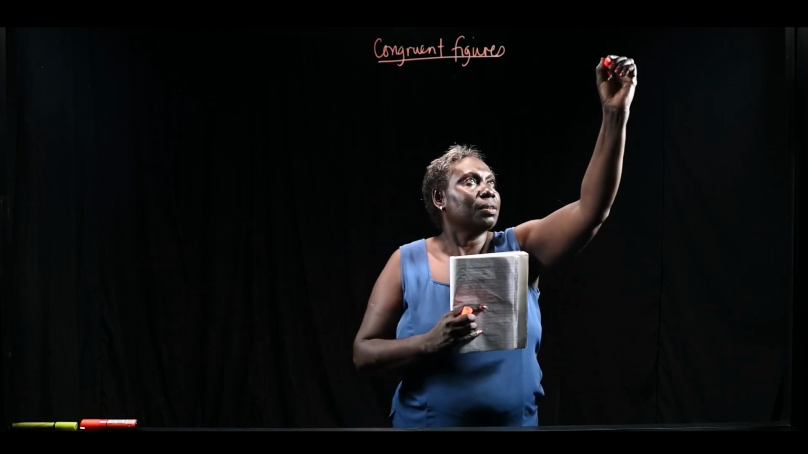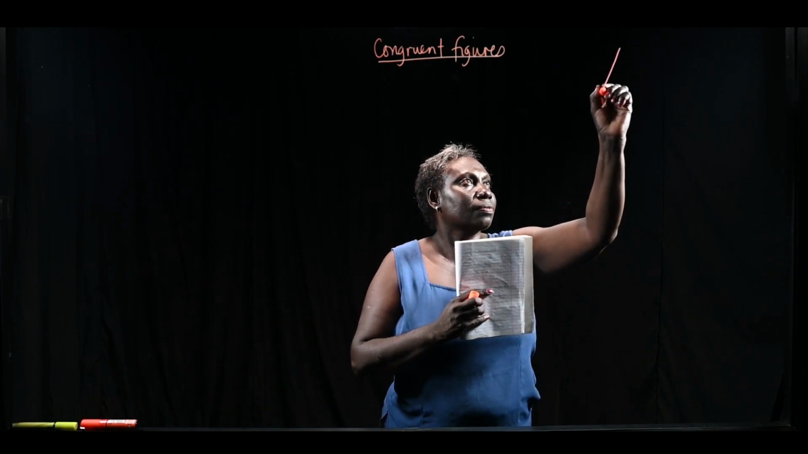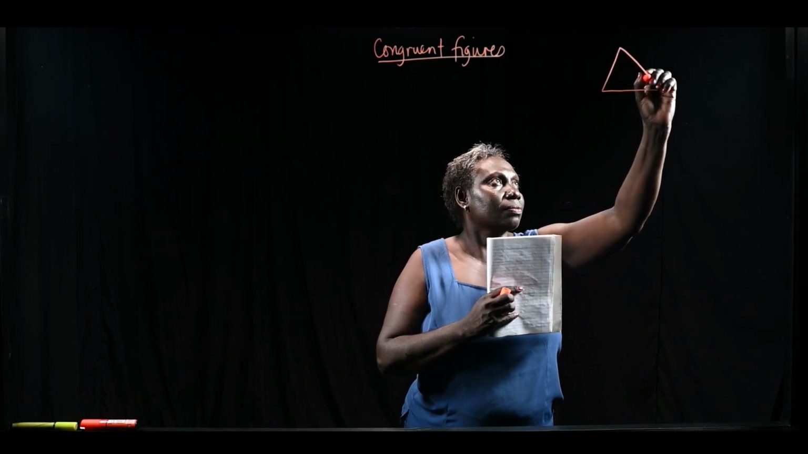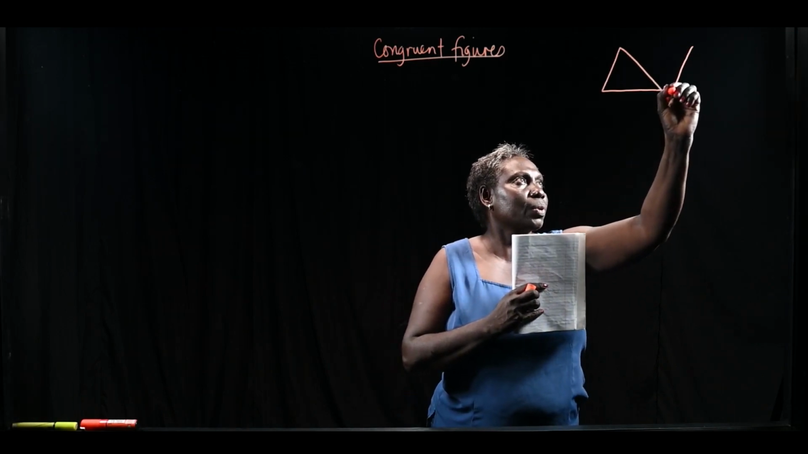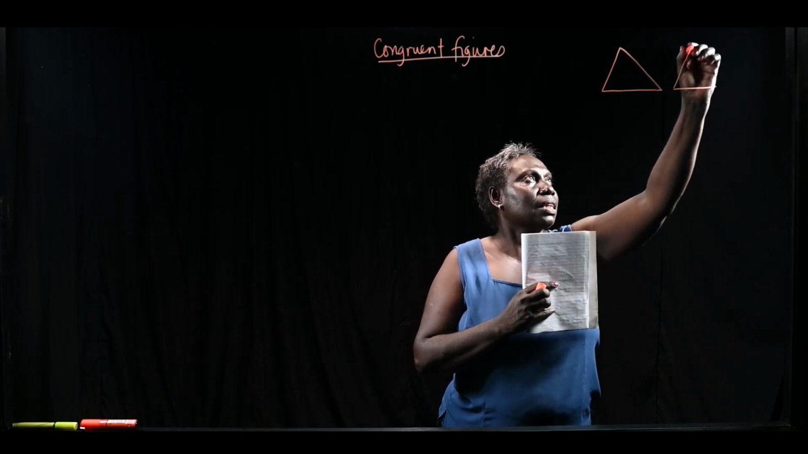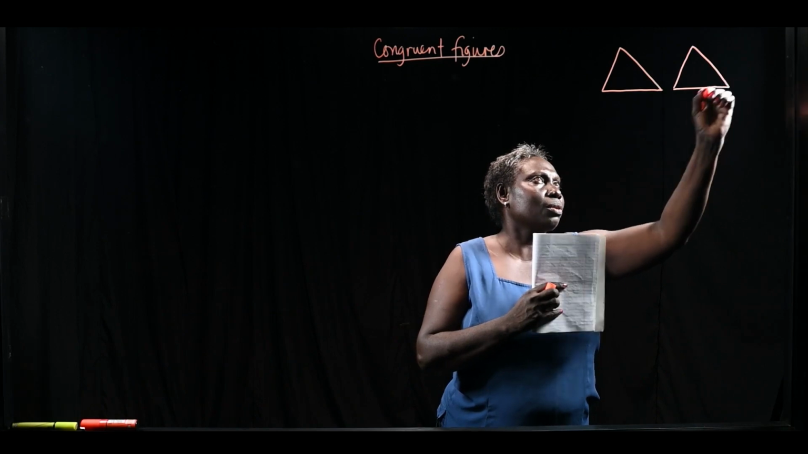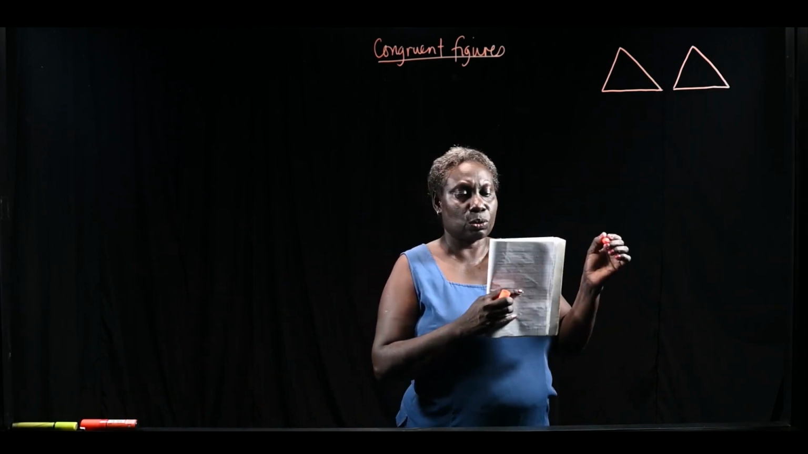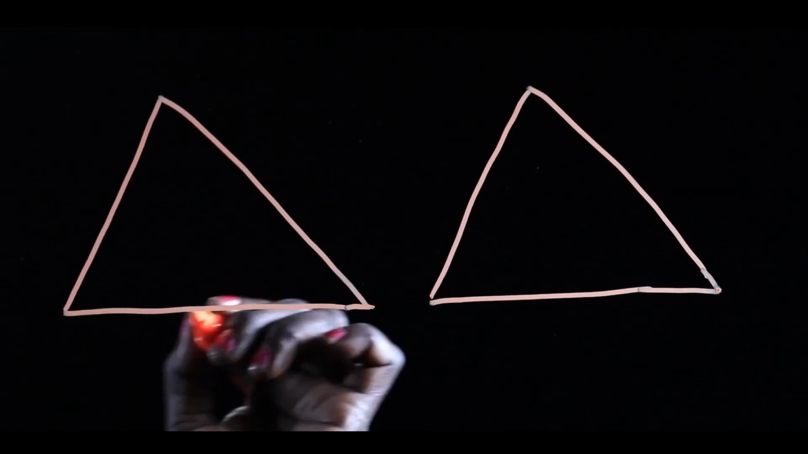Let's see if I have two congruent triangles. Let's see how these two triangles are congruent. They don't really look identical, but we'll explain the concept using these two triangles. Now, how do we know that these two triangles are congruent?